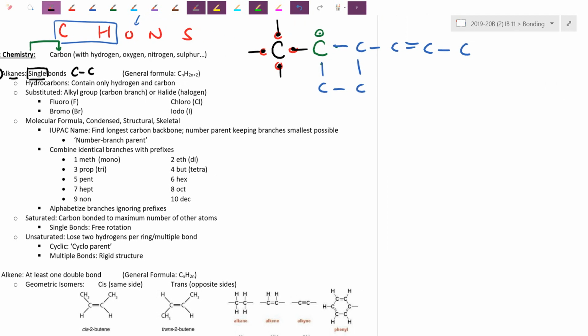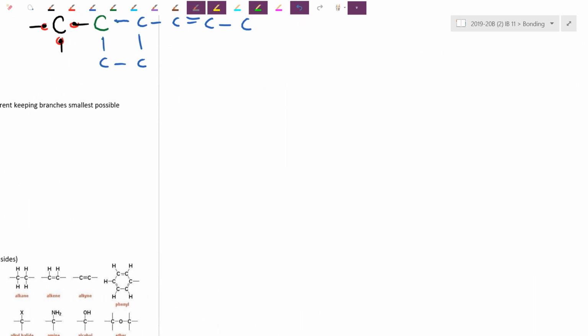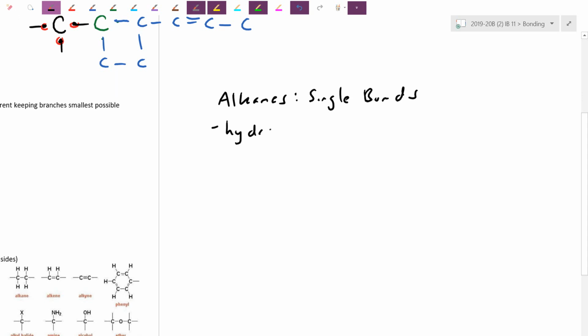Let's start off with the simplest alkane. Let's just do it on the side here. There's a couple of different ways of representing these. Let me just recap here. So alkanes, we're looking at single bonds. This is our easiest of families so far. And we're going to make it even easier here. We're going to mainly focus on hydrocarbons first.